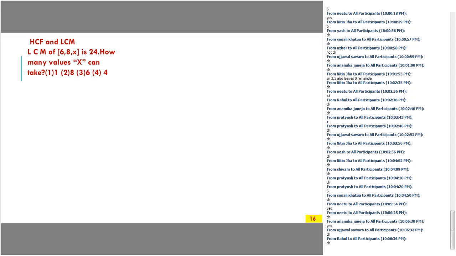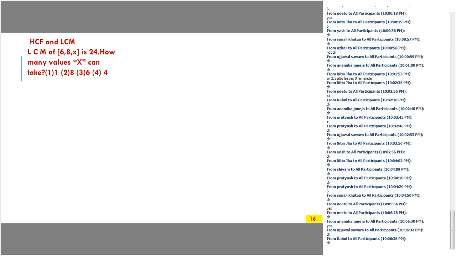Tell me how to do this question, quick. The numbers may be bigger. I gave a small number so that we understand the concept. LCM of 6, 8, x is 24. How many values can x take?